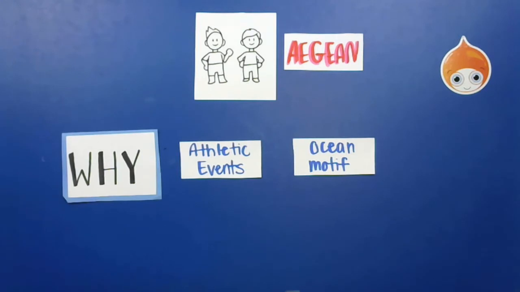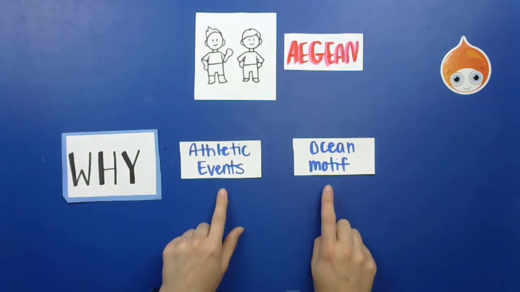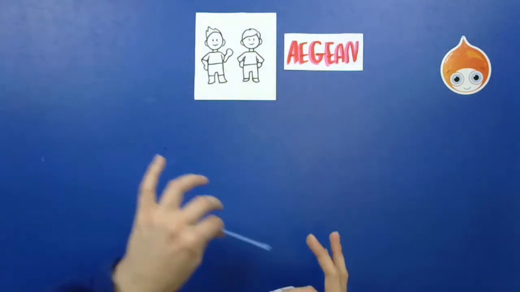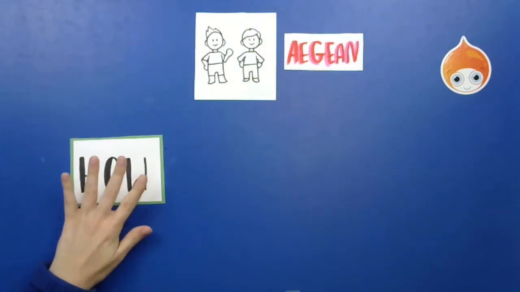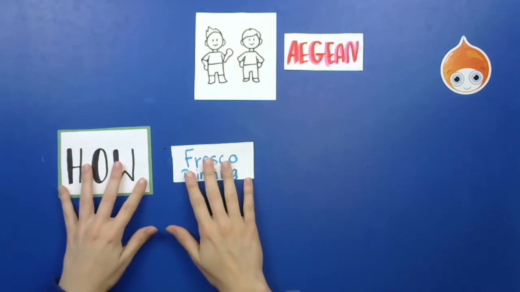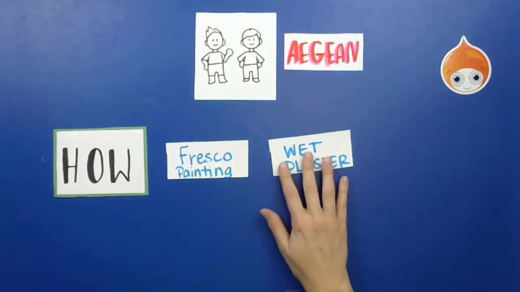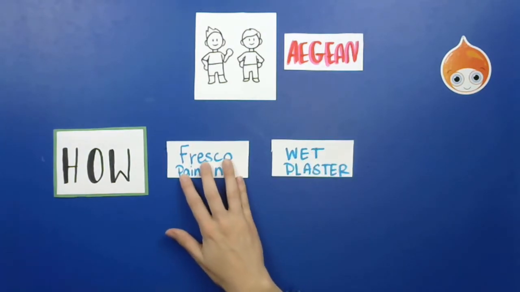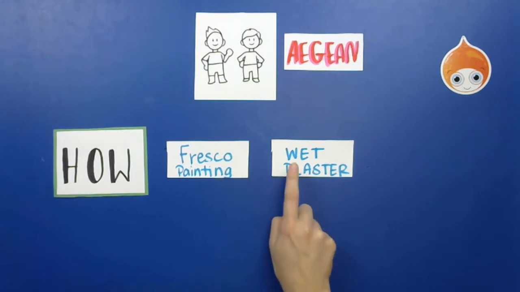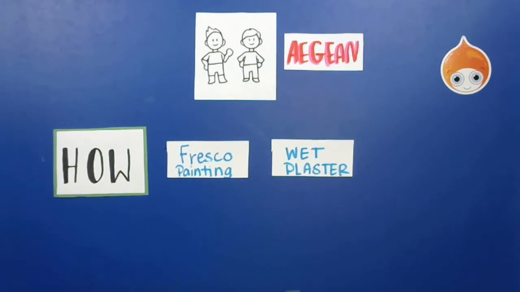All right, now our last thing to talk about is how. How did they create these two, athletic event and ocean motifs? They did that in a very special way. They used a fresco painting style. So they were fresco painters. And what is a fresco? A fresco is when you paint on wet plaster. So fresco painting was the style, and a fresco is wet plaster. My question I would ask you is, what kind of paintings did they make? And you would say fresco paintings. Then I could ask someone, what is a fresco painting? And they would say a wet plaster painting.